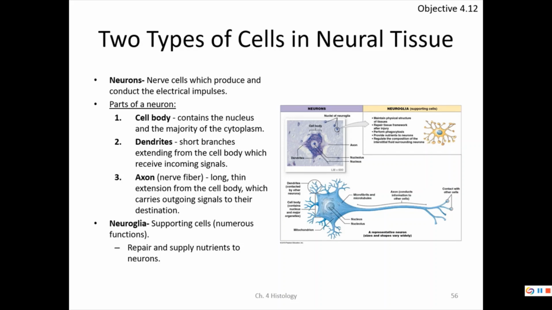The neuron is the cell that does all the work. It actually produces and conducts electrical impulses. But the helper cells, neuroglia, that's like Alfred, who repairs and supplies nutrients to Batman. It's like, hey, I'm going to patch Batman up. Or Lucius, who's like, hey, here's the Batmobile. Here's a Batsuit. Go have fun with that. Of course, I'm talking about the Christopher Nolan Batman.